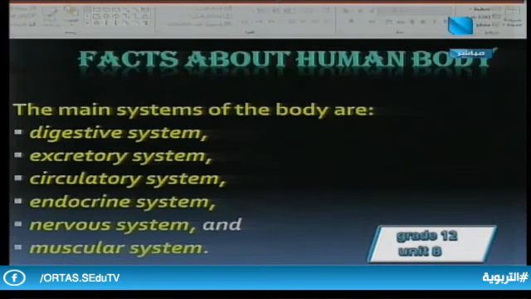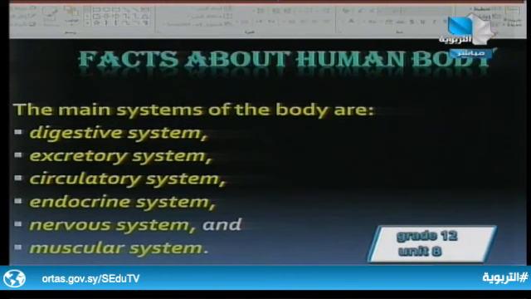Mr. Mazin, we know that in the body we have many systems, right? So please, we need now to tell us about the main systems, not all the systems, but the main systems which are very necessary for life. The main systems in the human body are the digestive system, the excretory system, the circulatory system, endocrine system, nervous system, and the muscular system.